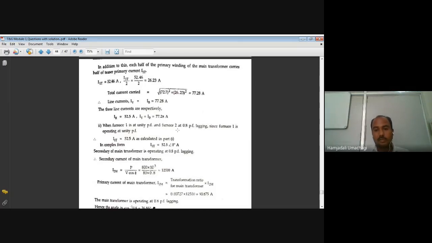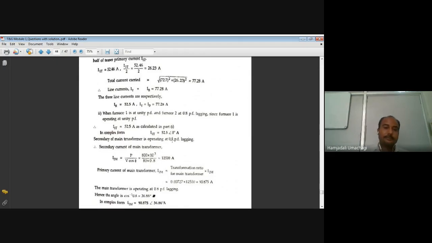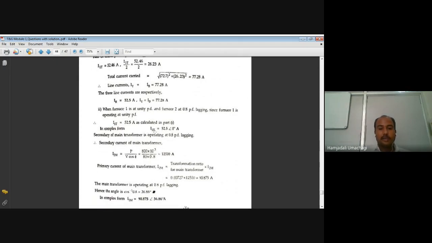Furnace 2 is connected to the main transformer. Since furnace 1 is operating at UPF, I1T is equal to 52.5 ampere as calculated in part 1, case 1. In complex form, the magnitude of the primary current is 52.5 and the phase angle will be 0, because it is connected to the UPF load. UPF load means resistive load, where voltage and current are in phase. Now, the secondary of the main transformer is connected with a load of 0.8 power factor lagging.